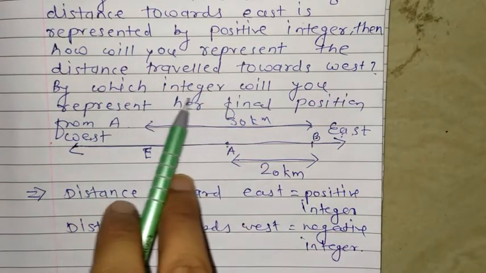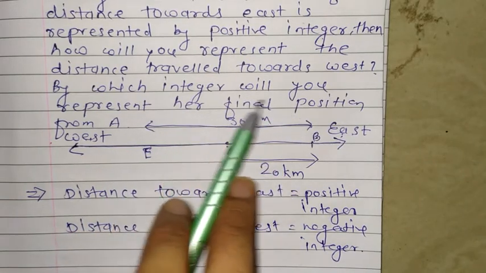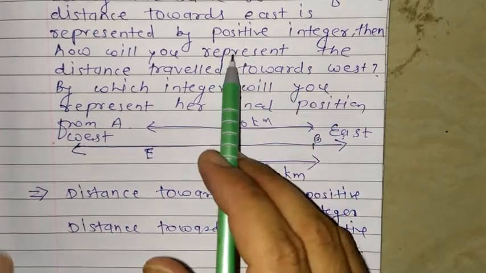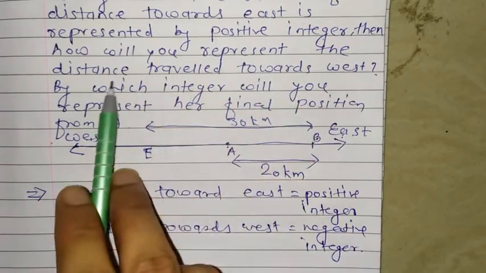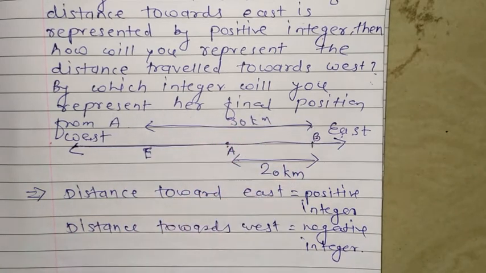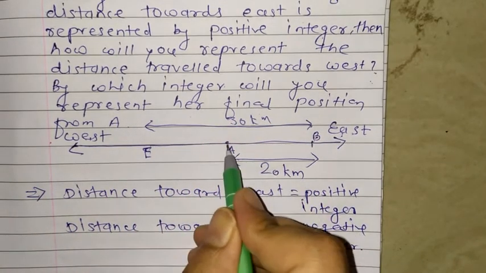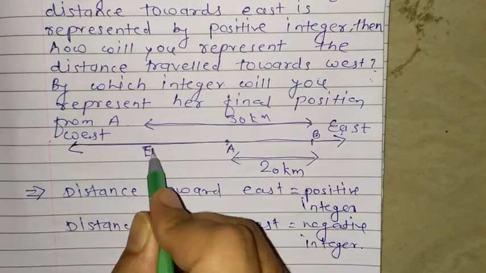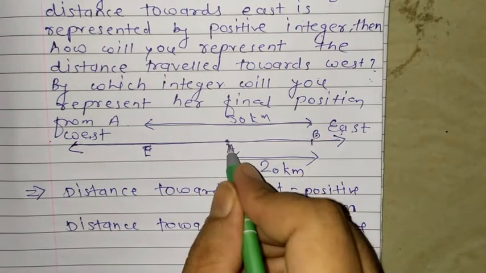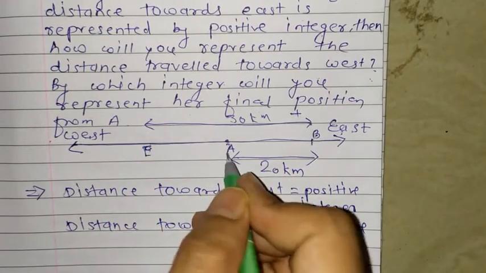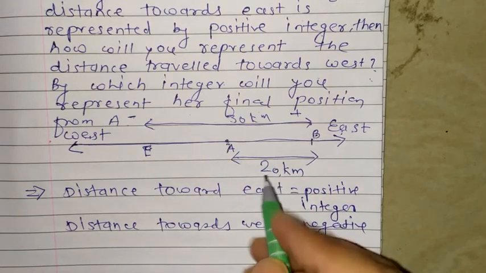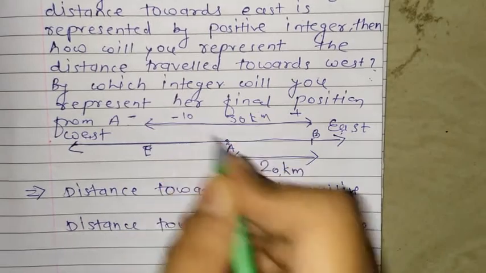Then after that, by which integer will you represent her final position from A? What they are asking in the question. We solved how you represent the distance traveled toward west. By which integer will you represent her final position from A? Final position from A means you have to calculate A to E. From this side we are representing positive, and from this side we are representing negative. So anyone can easily calculate 30 minus 20 is 10, but here it is negative, so the answer should be minus 10.